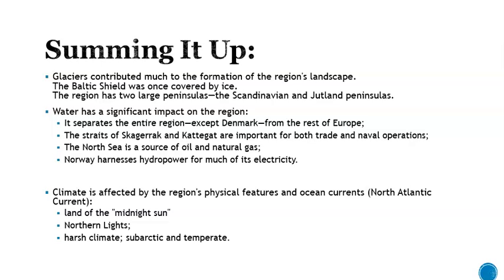The climate in this region of Northern Europe is affected by the region's physical features and ocean currents. The North Atlantic current keeps the area approximately 5 degrees warmer than it should be based on location. The land of the midnight sun refers to weeks in the summer when the sun doesn't set. The northern lights are a phenomenon that you can see in the sky. And then there is a harsh climate of both subarctic and temperate climates in this region.